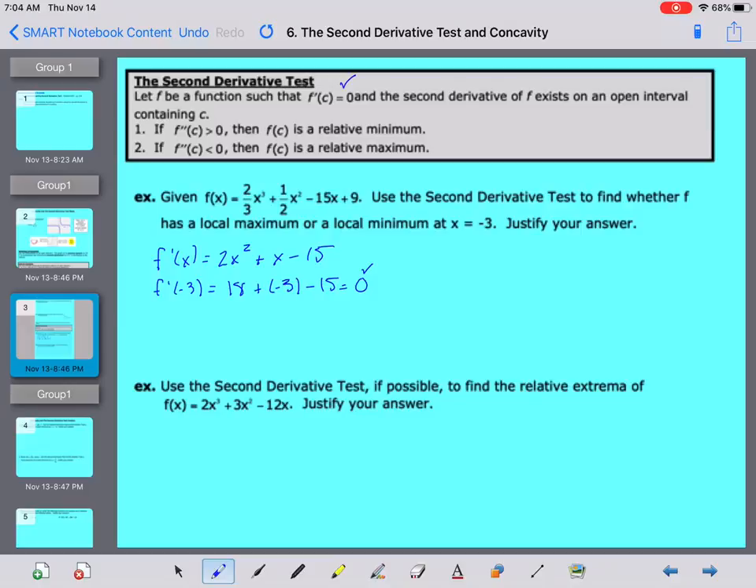The second part of the second derivative test is to determine whether it's a min or a max using the second derivative. So I'm going to get the second derivative up here.